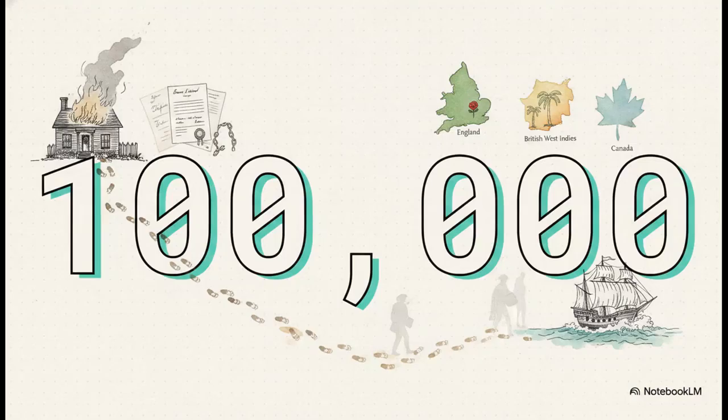And the consequences of those wartime choices? They were absolutely massive. During the war, revolutionary state governments passed these confiscation acts, basically seizing the land and property of anyone who refused to take an oath of allegiance to the new states. Because of this, as many as 100,000 loyalists lost literally everything they had and fled. To put that into perspective, that's like a massive college football stadium entirely packing up and leaving for England, the British West Indies, and especially up north to Canada, completely transforming the demographics there.